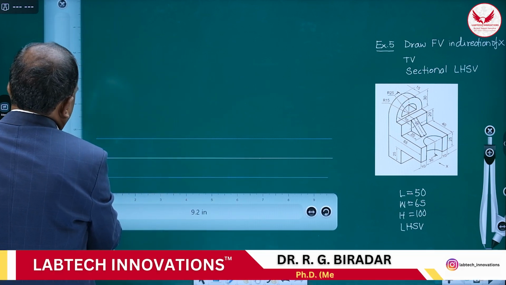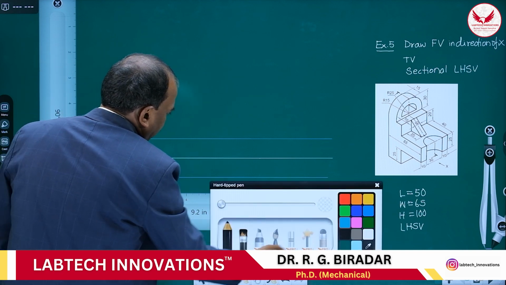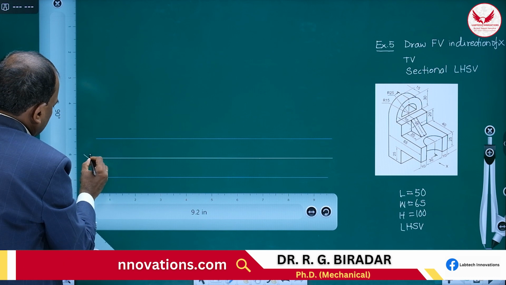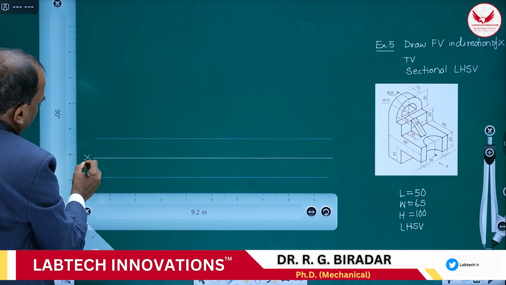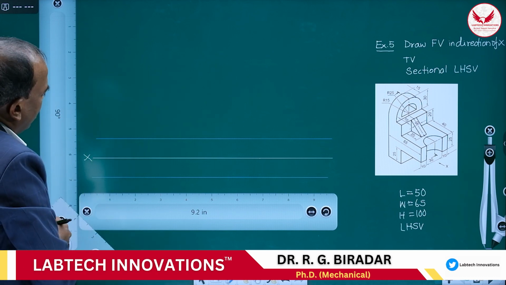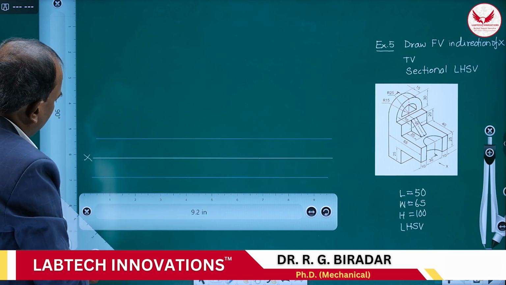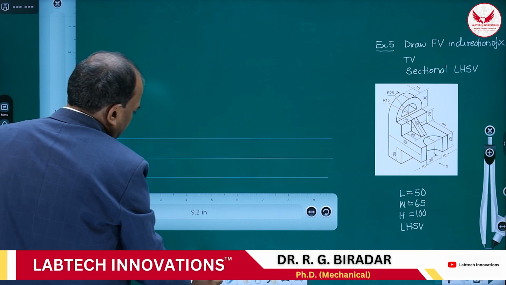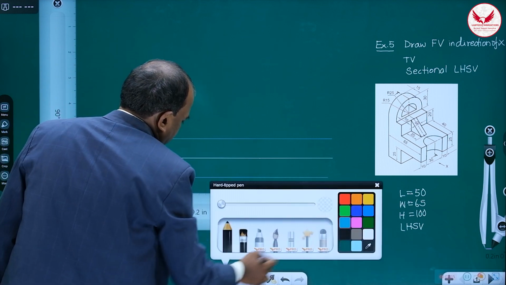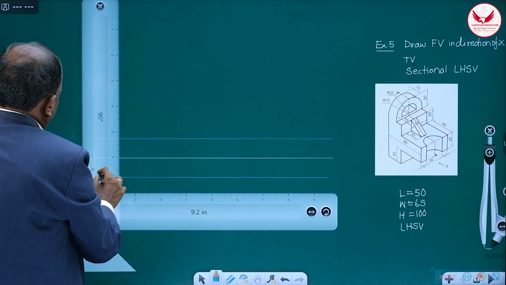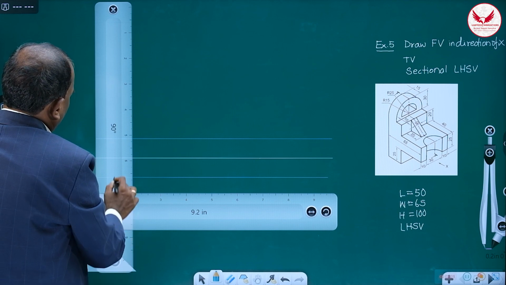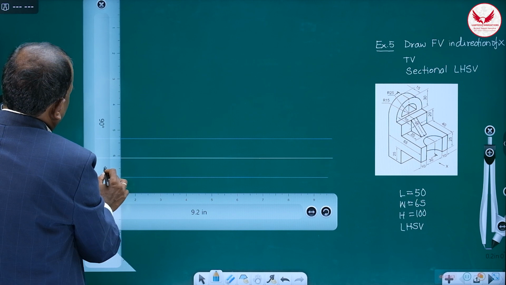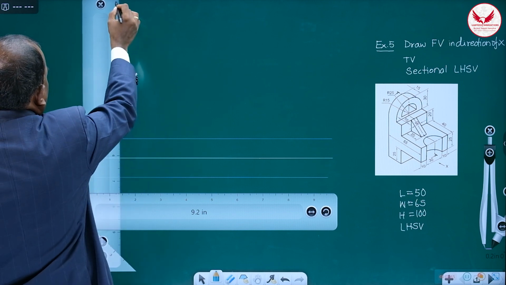Then the left hand side view. For the left hand side view, always start with x. When the left hand side view is there, start with x. When the right hand side view is there, start with y. And from this, by leaving some gap, you have to draw a vertical line. How do you draw this vertical line? By leaving some 10 to 15 mm gap.